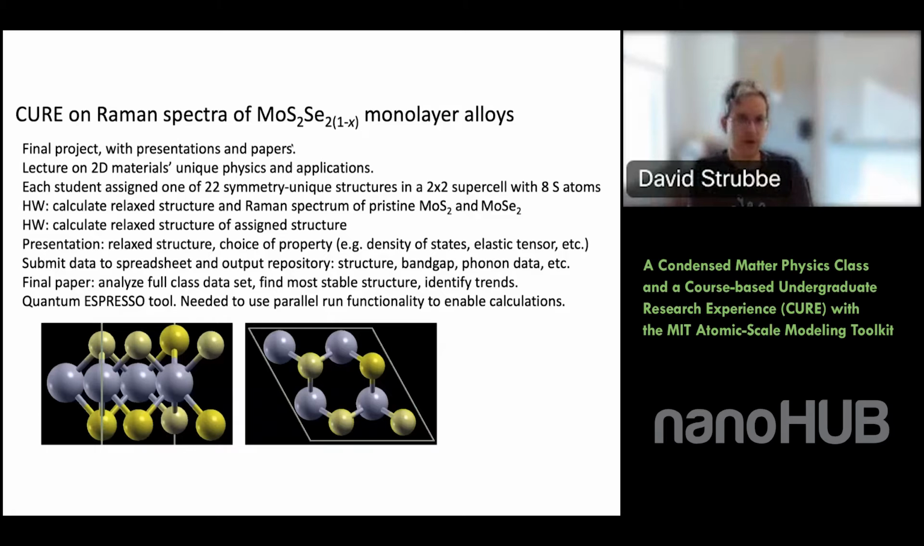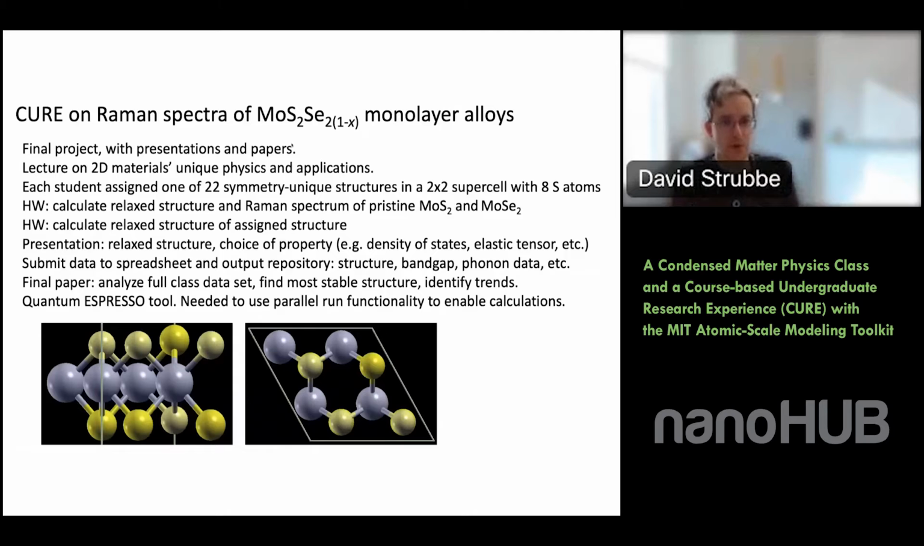The way this worked is that it was a final project for my class involving a presentation and a paper. I did a lecture on the unique physics and applications of 2D materials to give them some context of what we were talking about. And then everybody was assigned a particular structure for this material with a different concentration. I'll talk more about that in a moment.